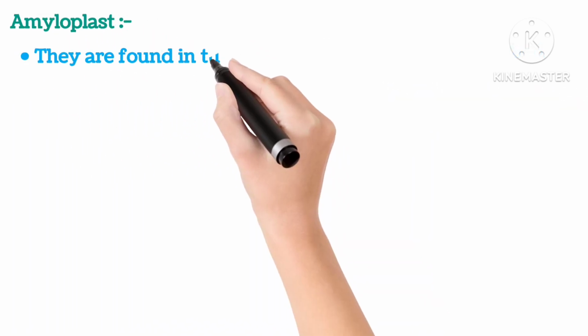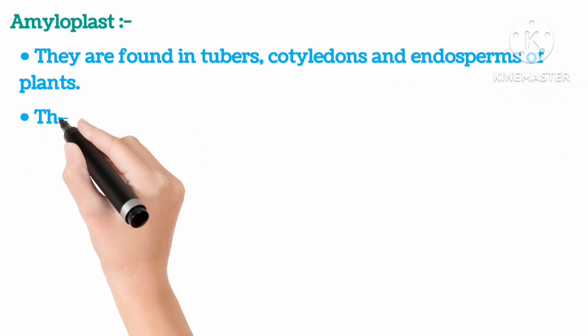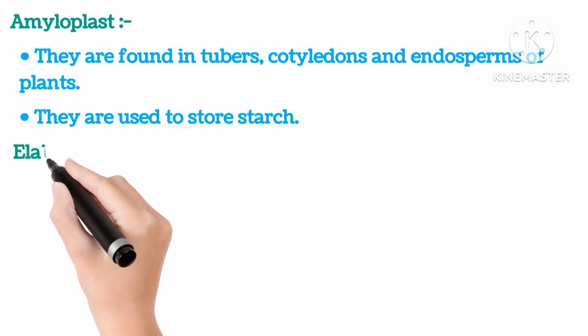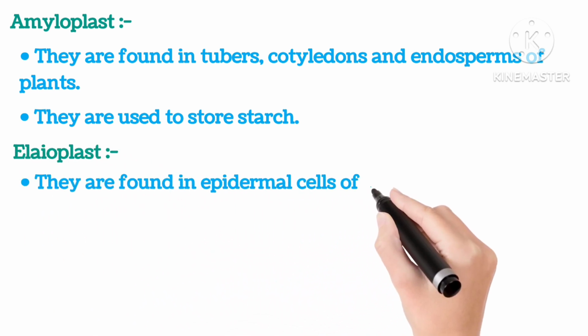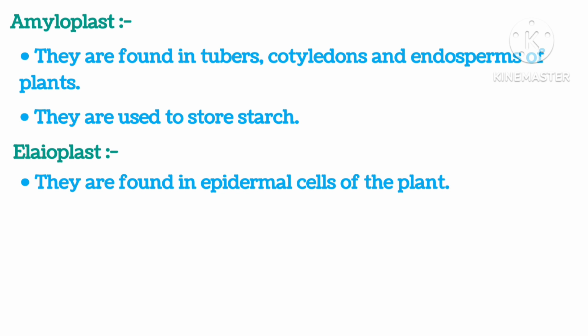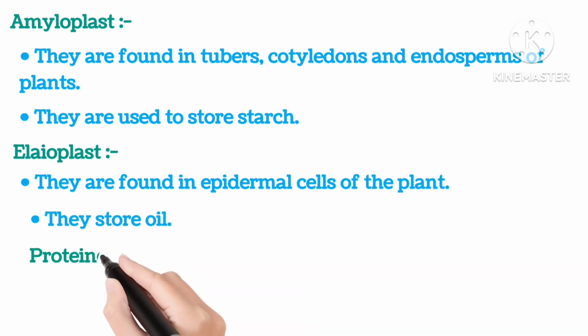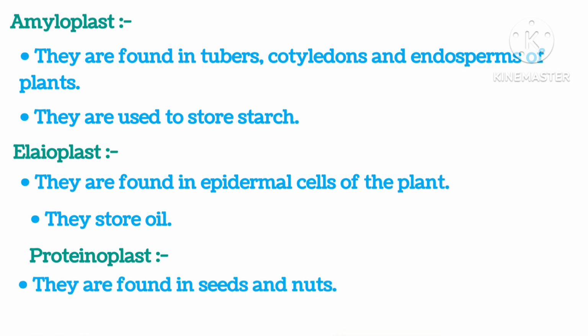Amyloplast. They are found in tubers, cotyledons and endosperm of the plant. They are used to store starch. Elaioplast. They are found in epidermal cells of the plant and they store oil. Proteinoplast. They are found in seeds and nuts and they store protein.